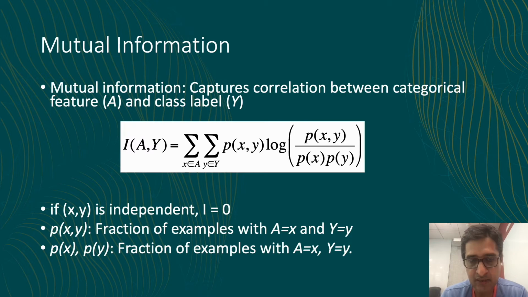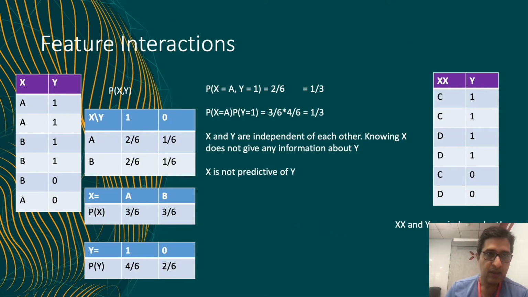So that's why these two methods are popular. If you have a lot of numerical variables, you tend to use the Pearson's correlation. If you have a lot of categorical variables, mutual information comes in handy. However, what these filter methods don't take into account are what are called feature interactions.